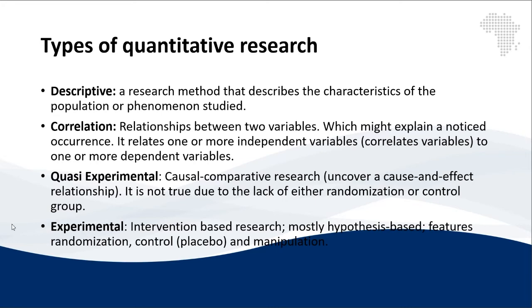So with true experiments, this is when it's intervention based. It's mostly hypothesis based just as well. The features of a true experiment is that there's randomization. We'll talk a little bit about randomization a bit later. There is control or placebo. There's also manipulation, whereby the researcher is involved there. He increases or decreases, he's involved in the experiment such that there's clear manipulation of the treatments, whatever is being applied to the experimental units.